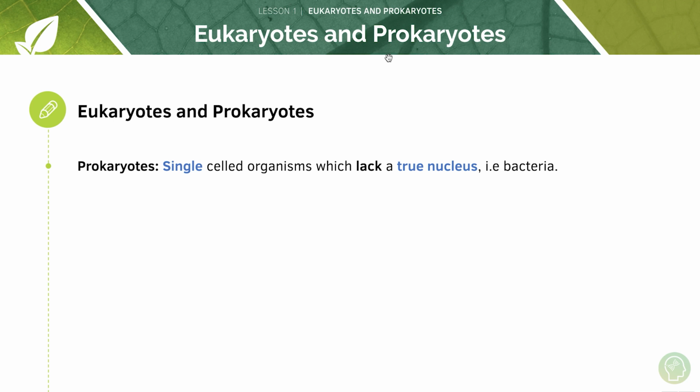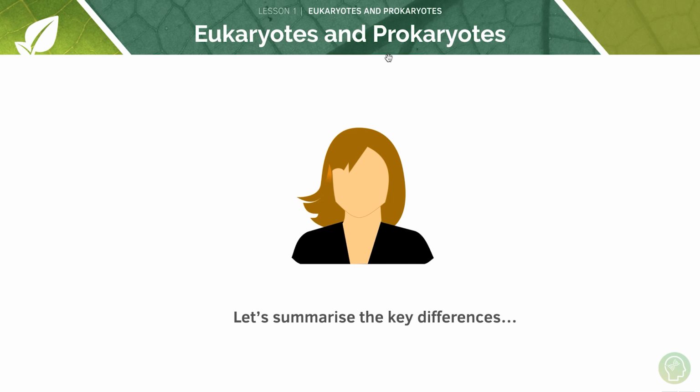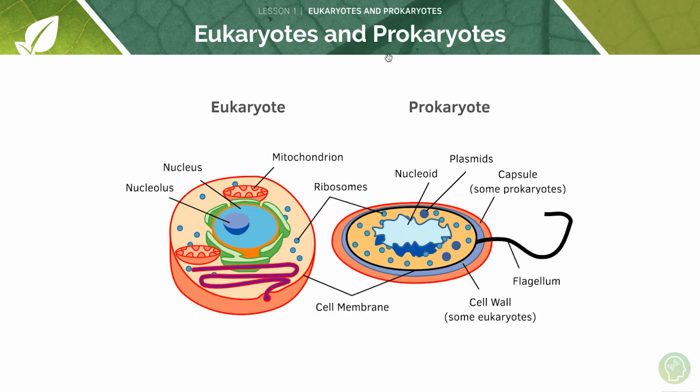Prokaryotes are unicellular, i.e. they're made up of one cell only. One prokaryotic cell forms a prokaryotic organism. In contrast, eukaryotes can also be multicellular, so that means made up of more than one cell. Eukaryotes also tend to have a true membrane-bound nucleus. So let's summarise the key differences. So cell theory states that all living things consist of cells which are either prokaryotic or eukaryotic.